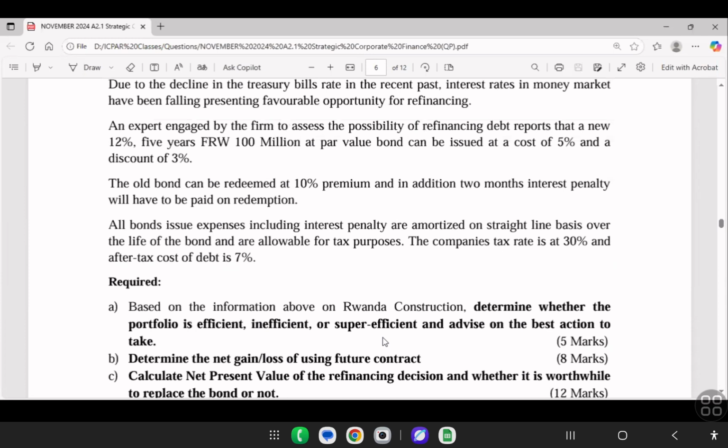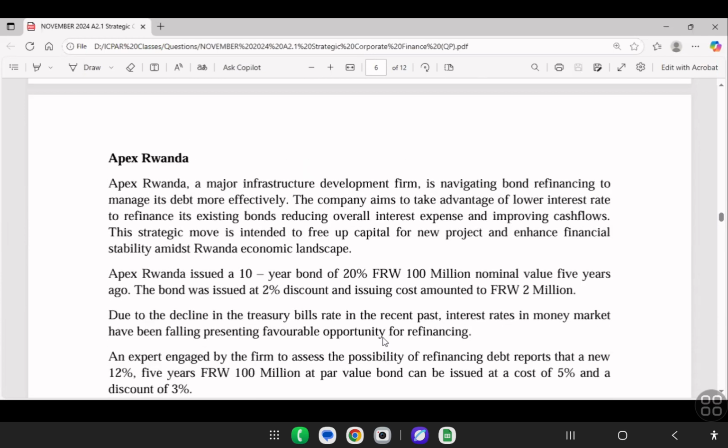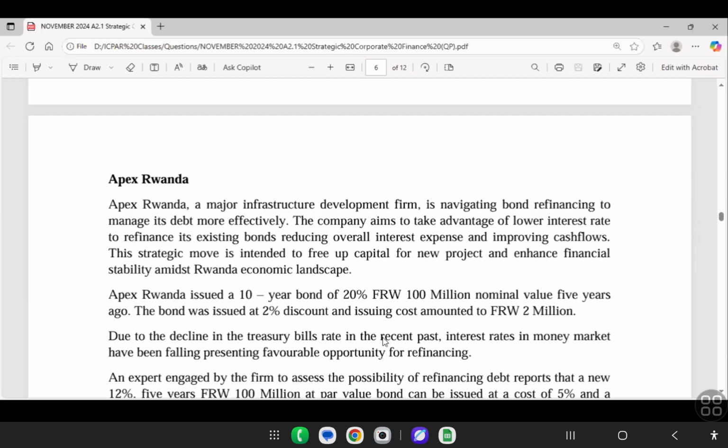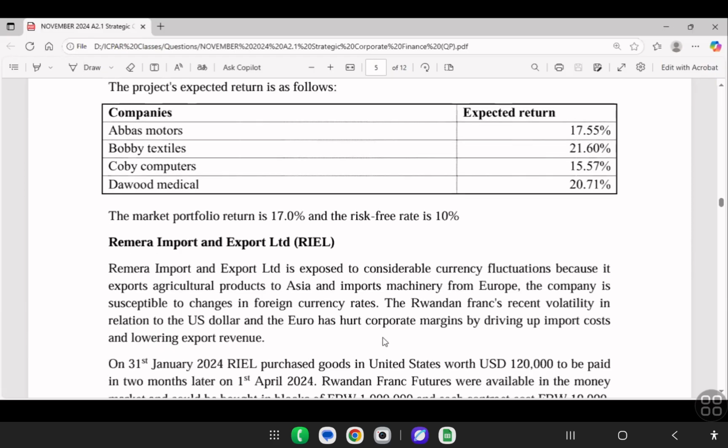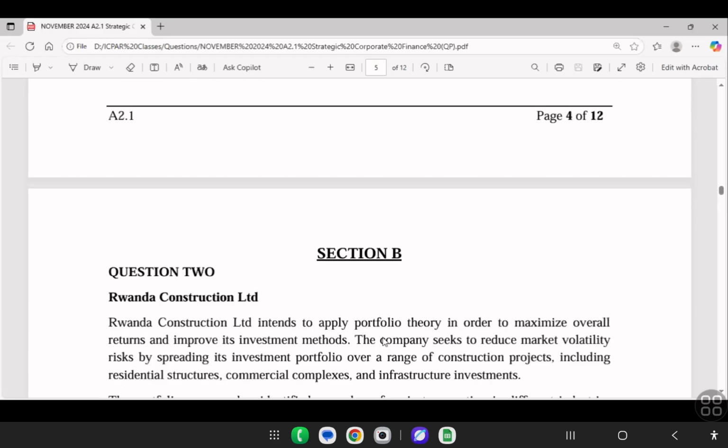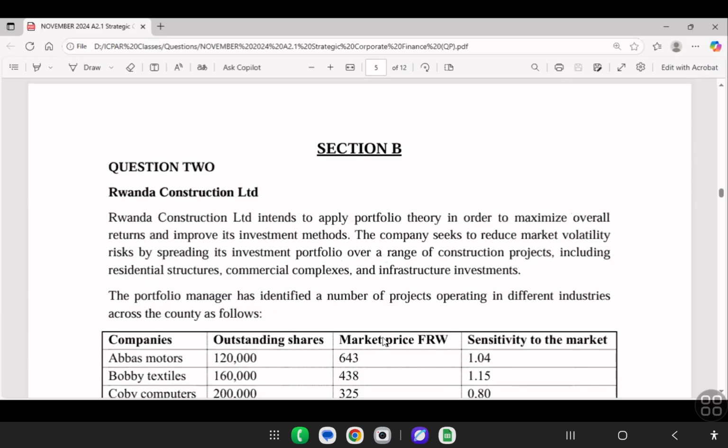That is the question. The last part of the question, I will treat it as a separate topic, immediately we are done with the portfolio theory. The second company, Remera Import and Export, is about the topic we just completed, and the first one is about the topic we are working on. I want us to start with the first one, and I want to read through it again.